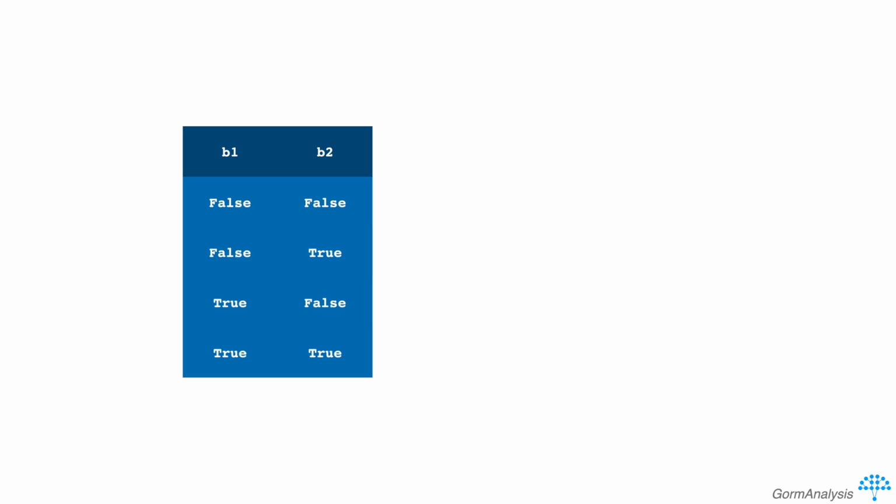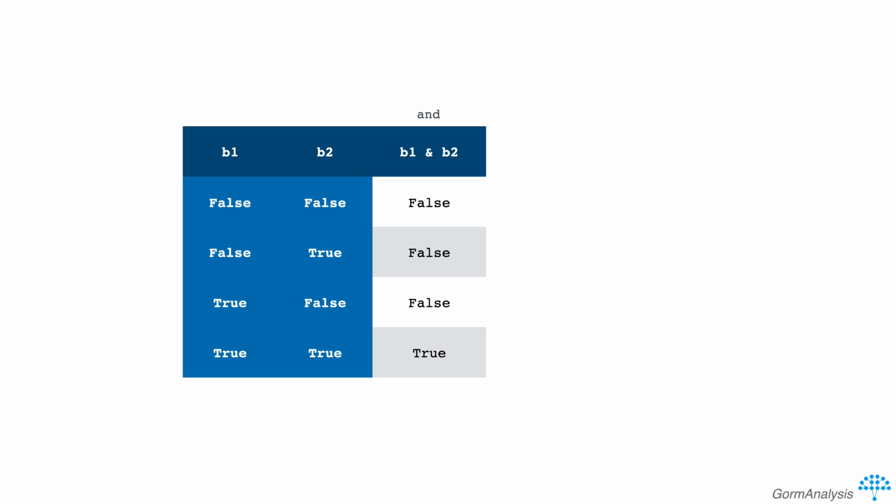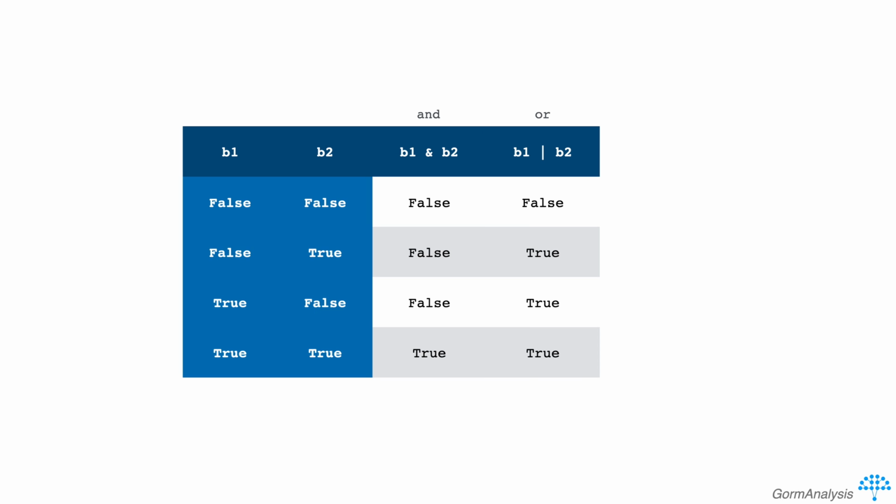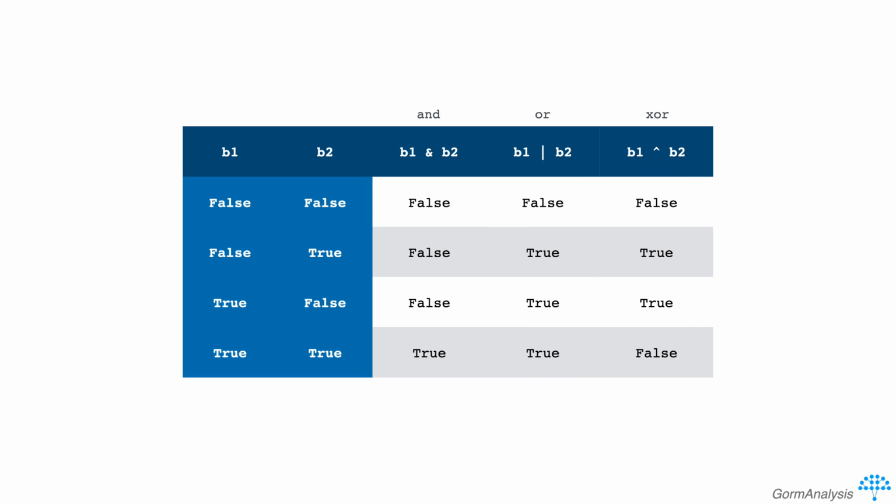Logical operators let us combine Boolean arrays. They include the bitwise AND operator, the bitwise OR operator, and the bitwise XOR operator. We can also negate a Boolean array by preceding it with a tilde. Let's see some examples of how you might use Boolean indexing in practice.